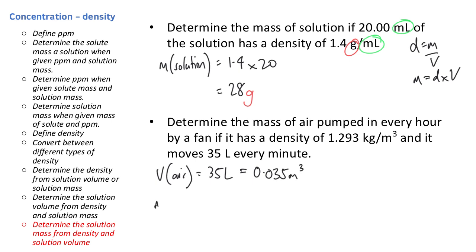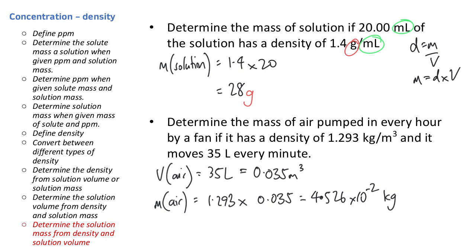Okay, so then the mass of the air, again, I'm rearranging that equation, so it's going to be D times V. So D, which is 1.293, times, in meters cubed, 0.035, which happens to be 4.526 times 10 to the negative 2. What unit? Kilograms, because it's got to match the unit in the density, right? And then the mass of air in an hour, okay, because this one is every minute.